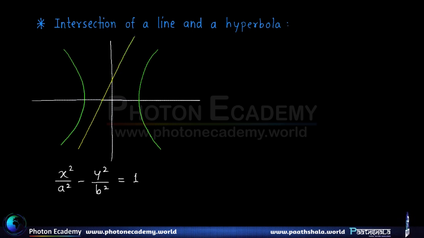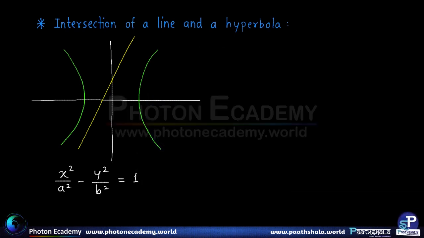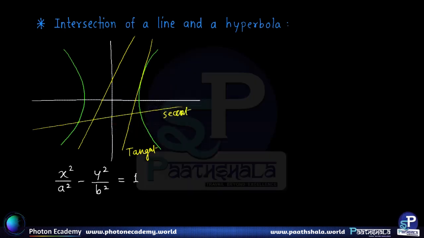So how do we know whether the line is a secant to the hyperbola, that is, it cuts the hyperbola in two different points, or whether it's a tangent to the hyperbola, that means it has only one point in common, or it is neither of them, that means it neither cuts nor touches the hyperbola. So these are the three possible cases. Here I have shown one case where it is neither touching nor cutting. Another possibility is like this, it is a secant, or there is another possibility, that it is a tangent. So it could be a secant, a tangent, or neither of them.